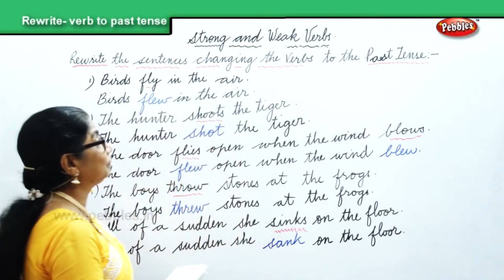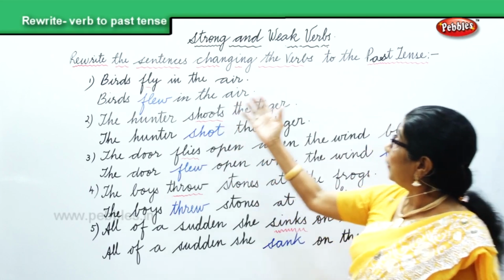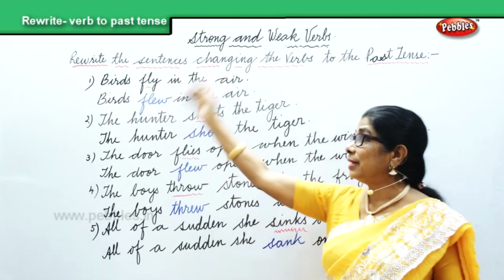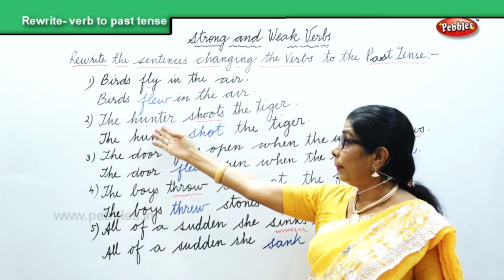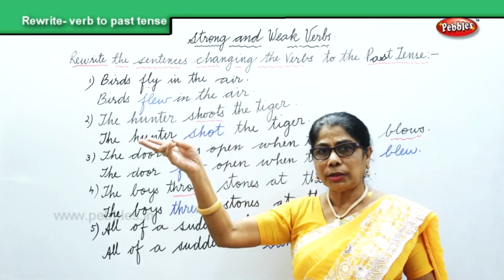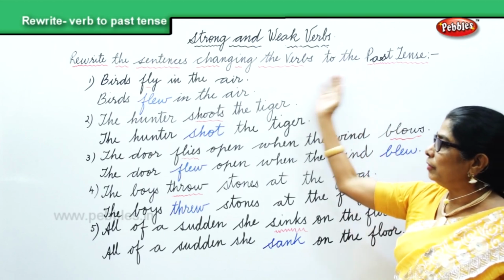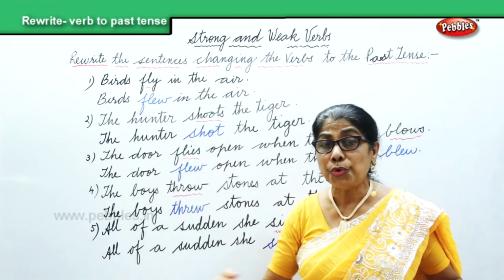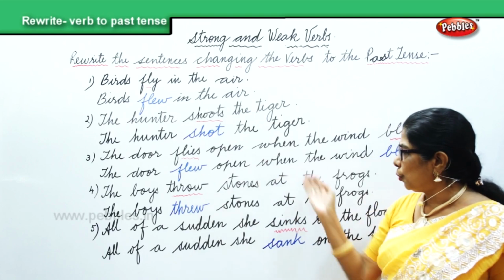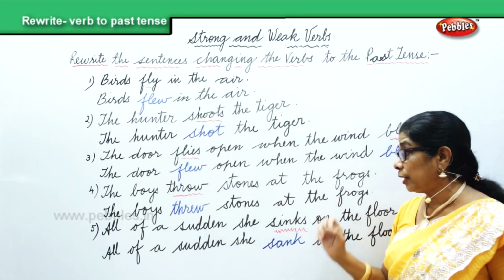What have we done here? We've been given sentences in the present tense and we change them to the past tense. Birds fly in the air. In the past tense we say, birds flew in the air. The hunter shoots the tiger. Past tense, the hunter shot the tiger. The door flies open when the wind blows. We change it to the past tense: the door flew open when the wind blew. The boys throw stones at the frog. Present tense, throw stones. The boys threw stones at the frog.